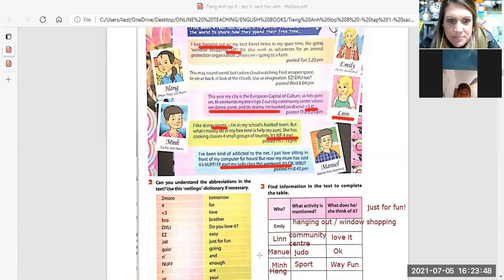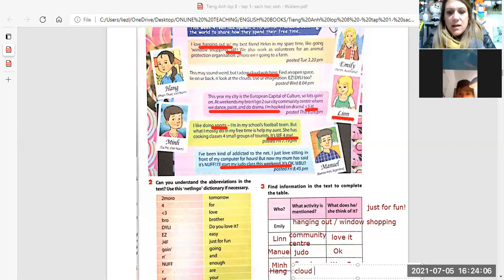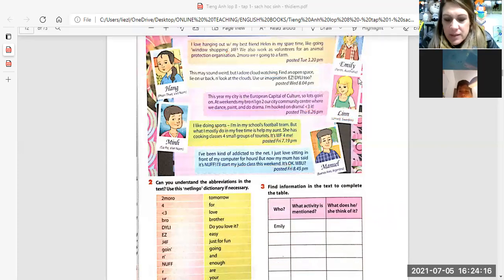What about Hang? She likes to go? No. What's that? Cloud watching. And she also says it's easy. She says it's easy. Do you like it? Okay.